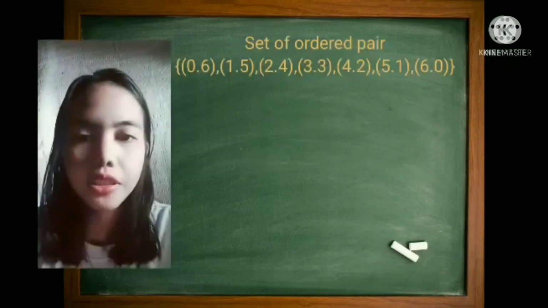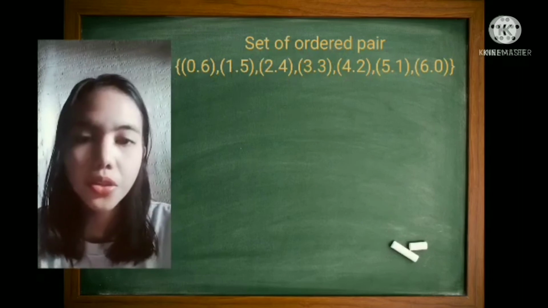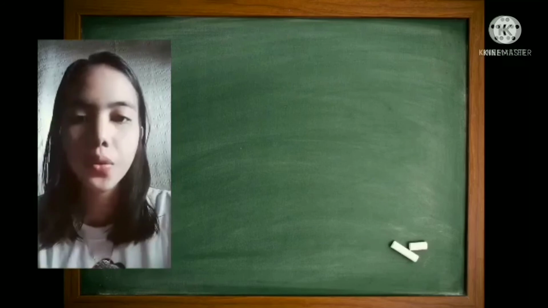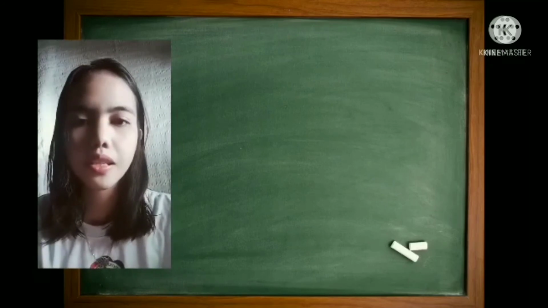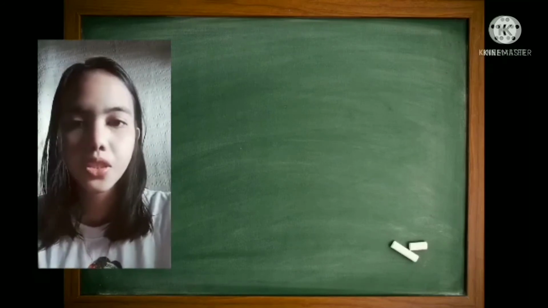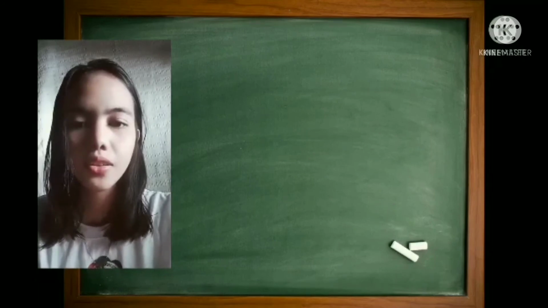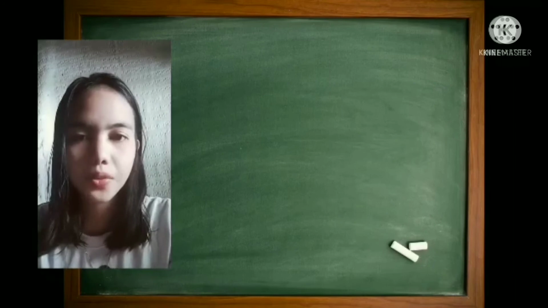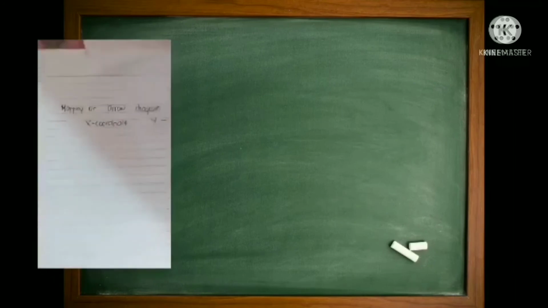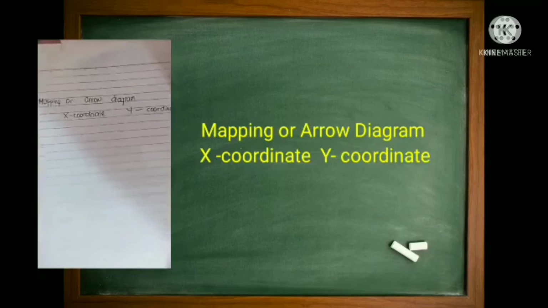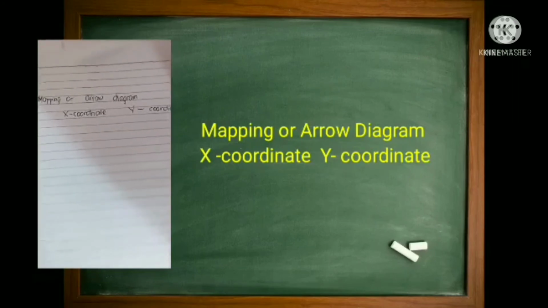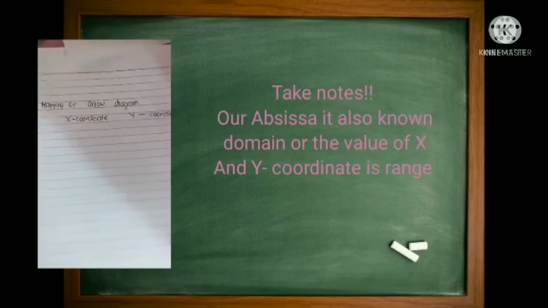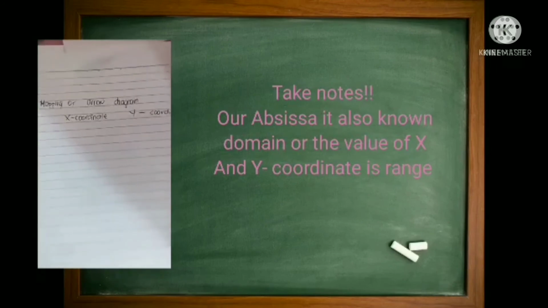A set of ordered pairs is a number pair used to locate a point on the coordinate plane, where the first coordinate represents the horizontal position, the X, and the second coordinate represents the vertical position, which is the Y. So, mapping our diagram, X coordinate and Y coordinate. Take note, the abscissa is the domain where the value of X and Y coordinate is arranged.